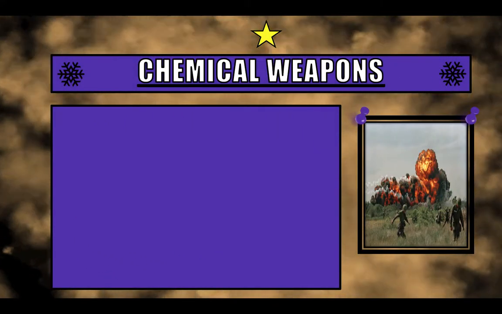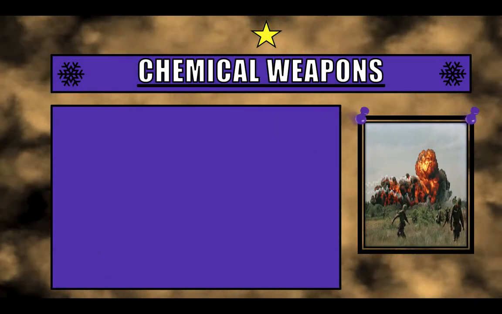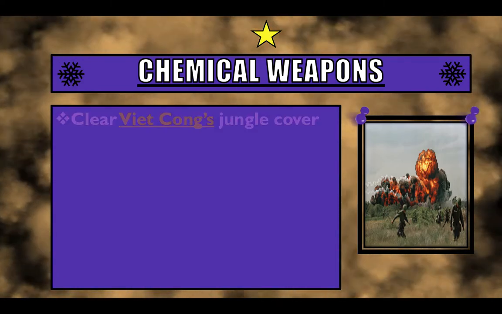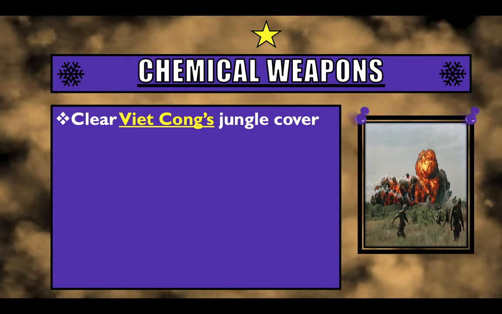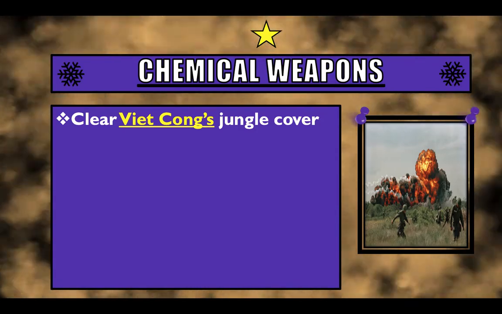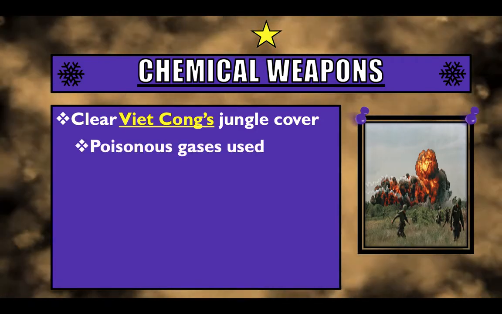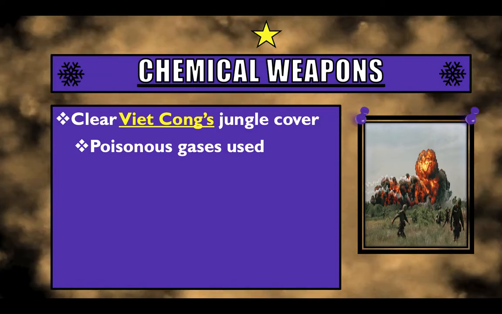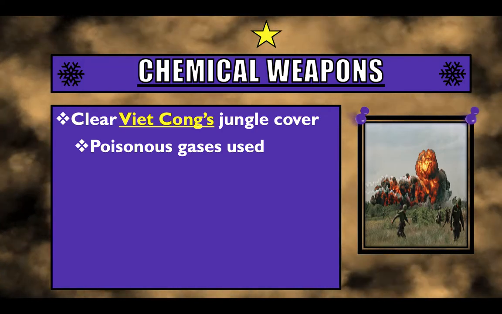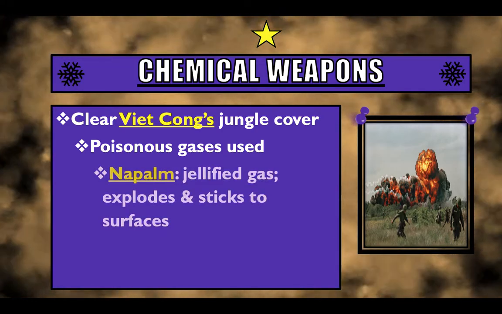The U.S. is also going to use chemical weapons that had never been used previously, as well. So because of the jungle terrain, they're going to use these weapons mostly to clear the cover being used by the Viet Cong. These gases are incredibly poisonous, so if you breathe them in, it could cause lifelong complications, which it did for many of the soldiers.